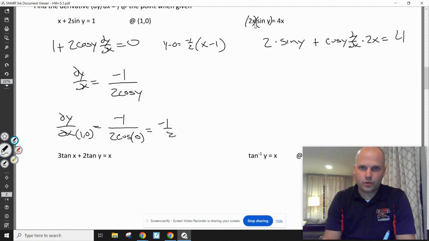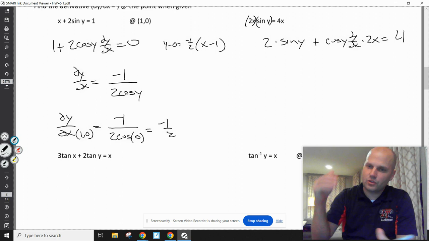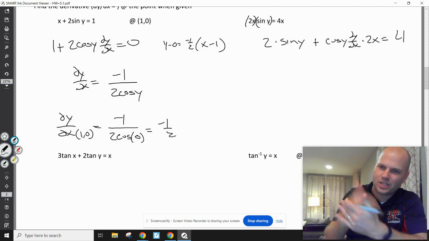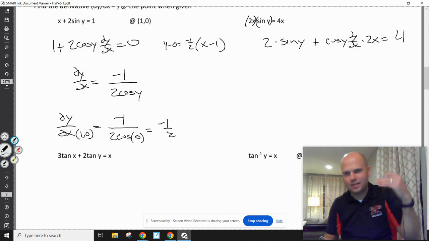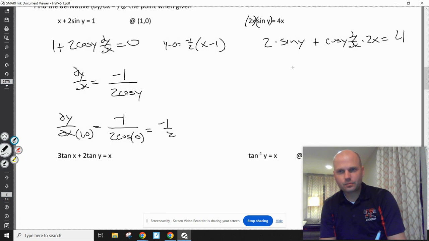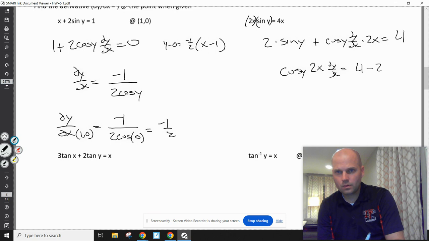Product rule: derivative of the first times the second plus the derivative of the second times the first. The derivative of sine x is cos x, the derivative of sine y is cos y, dy dx. Product rule, nothing crazy here. You're going to subtract the 2 sine y. I'm going to rewrite this right side as cos y 2x dy dx. I could divide everything by a 2 if I wanted to. This 2 would go away, this 2 would go away, this would turn into a 2. You can do that at the end.